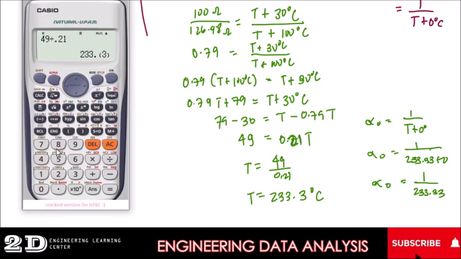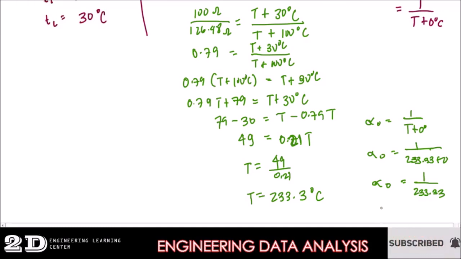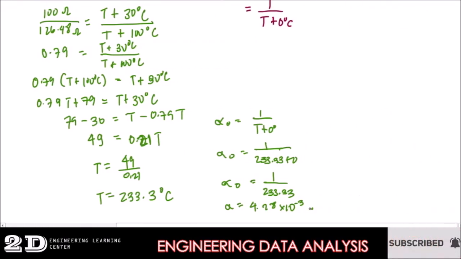So that is 1 over 233.333. Okay, so we have 1 over 0.423. So our answer is alpha equals 4.28 times 10 to the negative 3. The unit for this one is ohms per Celsius degree, and this now will be our answer.